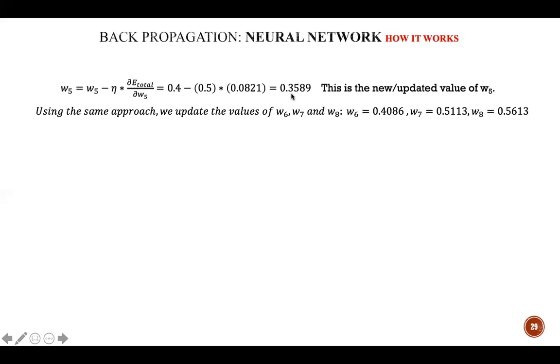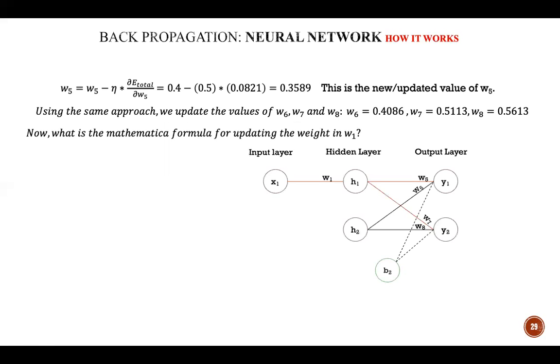Now you follow the same strategy to update W6, W7, and W8. These are the calculations that I did. I hope I was doing everything correctly, but you can double check and let me know if I have made any mistakes. Now, what is the mathematical formula for updating the weight W1? Why? Because now I have updated all the weights that I have here.